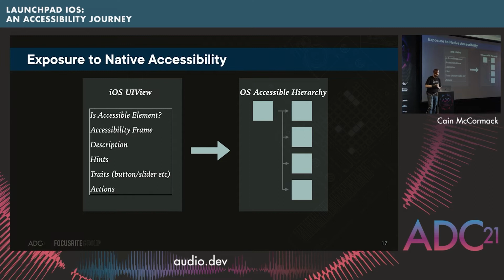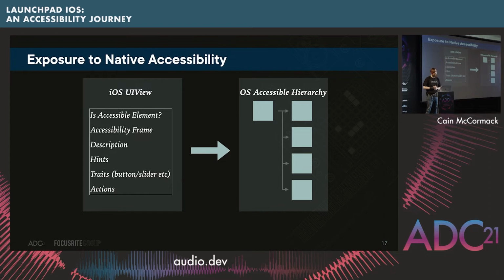If it's a particularly weird control that you don't just tap on, maybe it's a dial that you turn or something, we can give it traits that make it easy to use. And we can also do custom actions on iOS that are just time savers, basically. If it's a task that's repetitive, you can implement a custom action. So this is for native accessibility. Launchpad is an iOS native app.